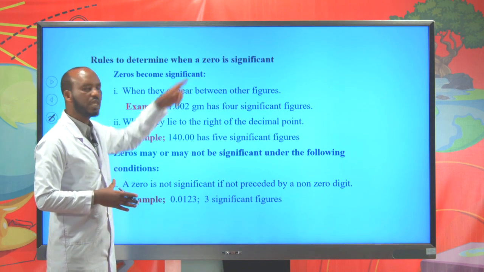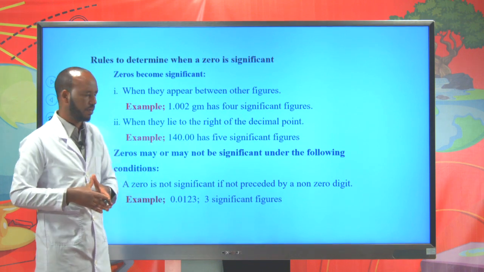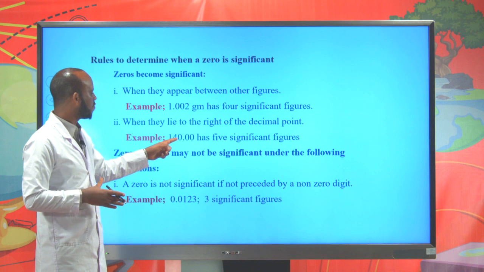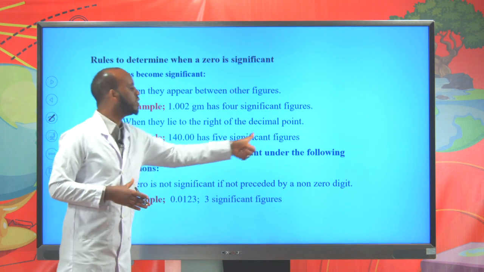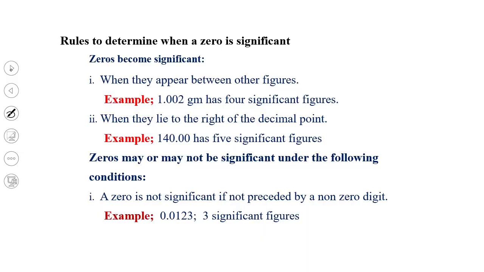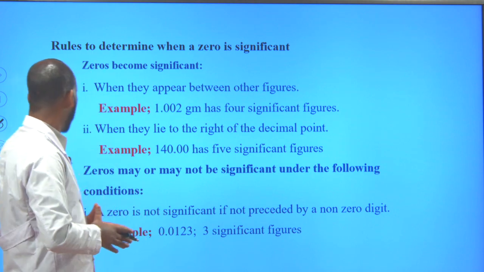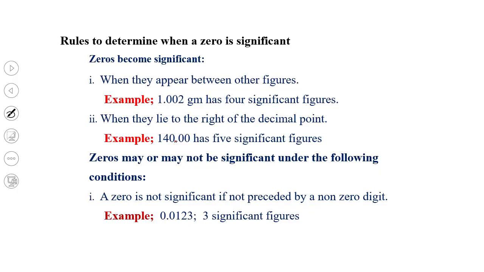Zeros become significant when they lie to the right of the decimal point. For example, 140.00 has 5 significant figures. These zeros are significant because they lie to the right of the decimal point. Zeros may or may not be significant under the following conditions.